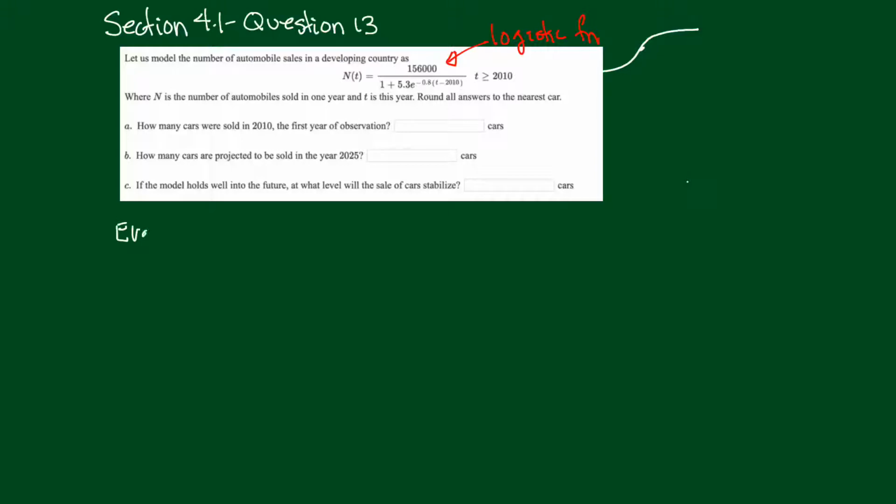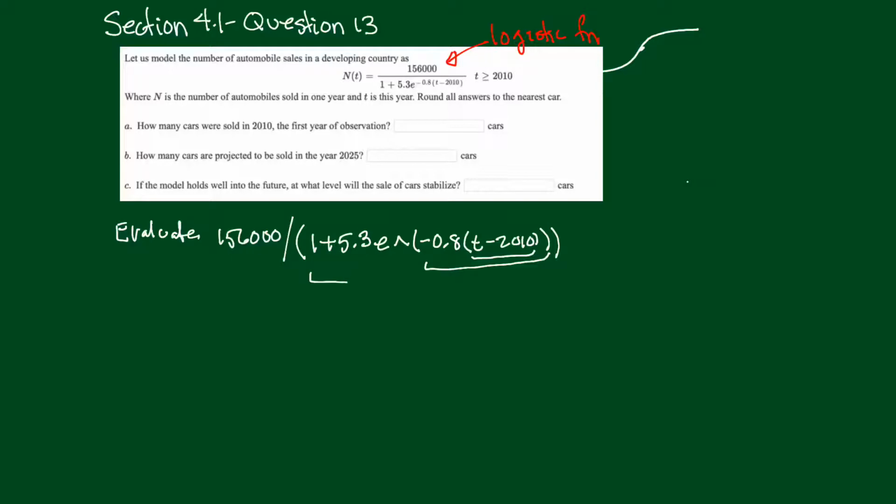We're going to evaluate. So in Wolfram Alpha, I would type evaluate, and then I put 156000 divided by, now be careful, parentheses, 1 plus 5.3 e raised to the negative 0.8, another parentheses, t minus 2010, close. Now, that closes that one, closes that one, and that one closes the entire denominator. So I want to evaluate this expression, comma, t equals, now the t I choose depends on which one of these problems I'm doing.